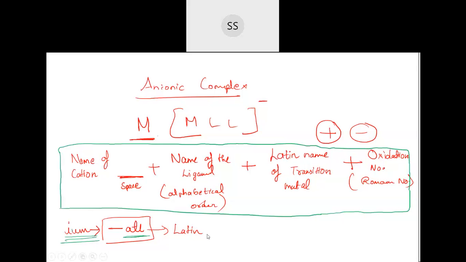Okay, now I'll give you that list, hoping that you have finished writing this part of it. So see, write down these Latin names below that.